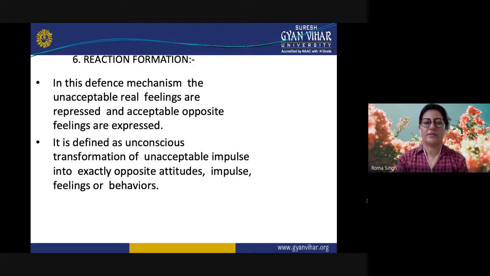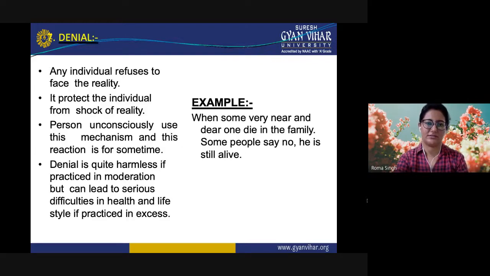The next defense mechanism is reaction formation. In this defense mechanism, the unacceptable real feelings are repressed and acceptable opposite feelings are expressed. It is defined as the unconscious transformation of an unacceptable impulse into exactly opposite attitudes, impulses, feelings, or behaviors. Then there is another defense mechanism, that is denial.